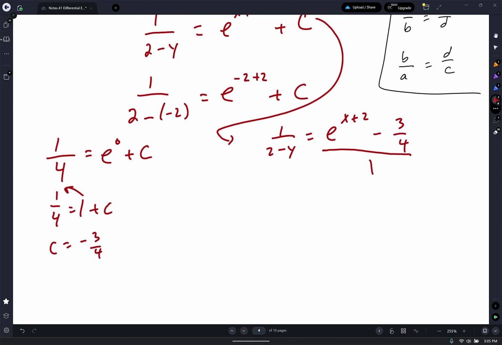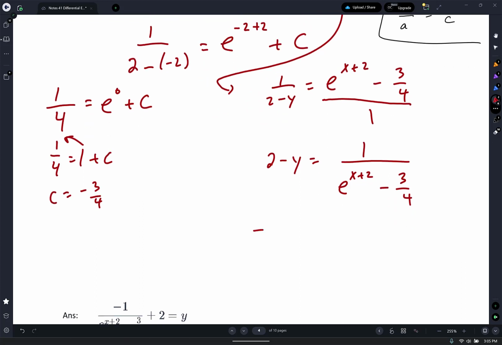So I can just flip this since I have the left side as a fraction or a ratio. The right side is a ratio. Well, now it is all over 1. So I can just flip: 2 minus y equals 1 over e to the x plus 2 minus 3/4. Some professors might hate that though, but that's fine. Who cares what they think? Correct math is correct math. Move the 2 to the other side. Negative y equals 1 over e to the x plus 2 minus 3/4 minus 2.